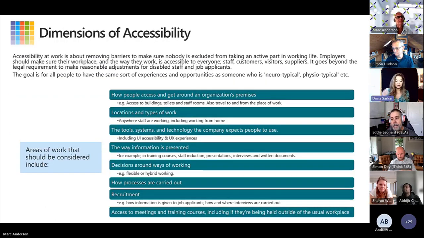Okay, so the dimensions of accessibility, right? When people say accessibility, they think we only mean digital accessibility. That is what we tend to mean because we all stare at a screen all day. But it also is just the way your company works. And ironically, as your company is more accessible, it's actually better for everybody.